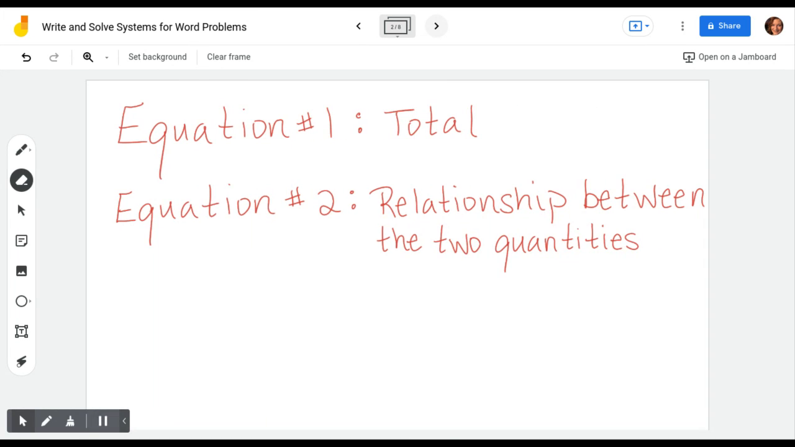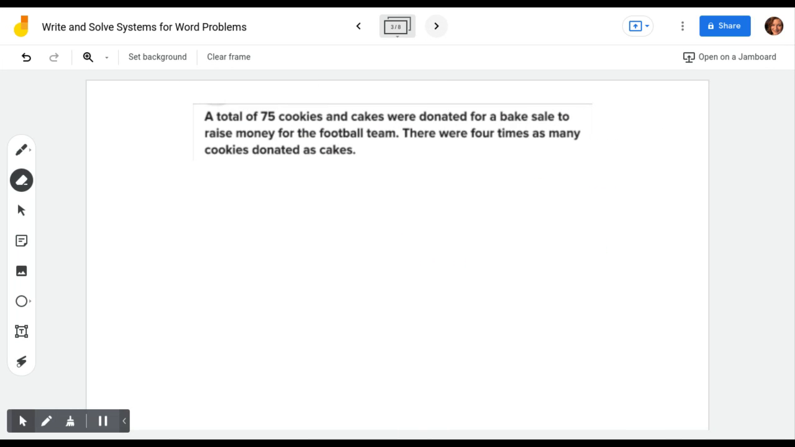Okay? Okay. So a system, you've got two equations. When we set these up for word problems, the easiest thing to do is make your first equation represent the total. And then the second equation will represent how the two quantities are related to each other. Let me show you what I mean, and we'll do a few of these here.